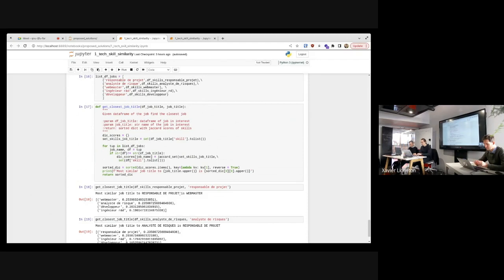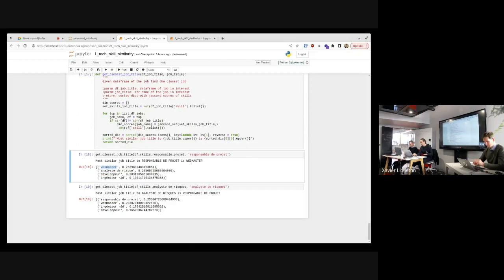So if we consider this job title responsable de projet, we look at all the skills from the candidates that have this job title, and we will compute the Jaccard similarity between this set of skills and the skills of all other jobs independently. So for example, here, webmasters are the ones whose skills are the most common with responsable de projet using the Jaccard similarity. So the answer for responsable de projet is webmaster, and the answer for analyse de risque is responsable de projet. Again, not amazing.